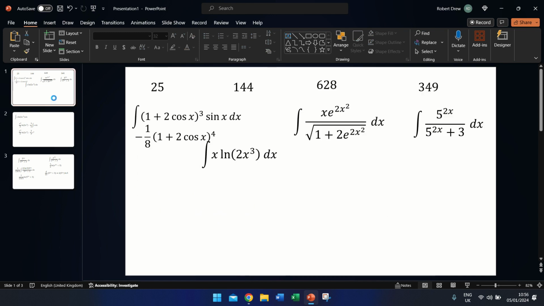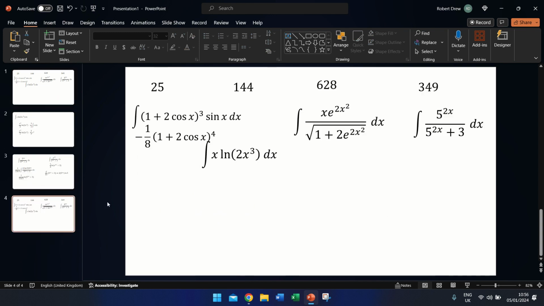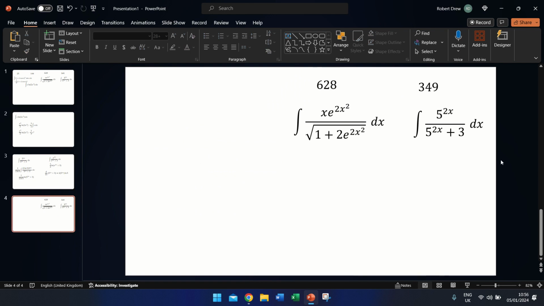Okay, so the last one then that we'll do is 6 to 8, which is this one here. Hopefully there have been no complete blunders so far.